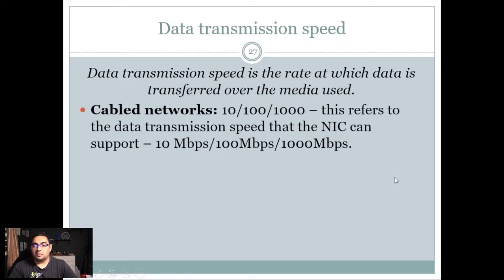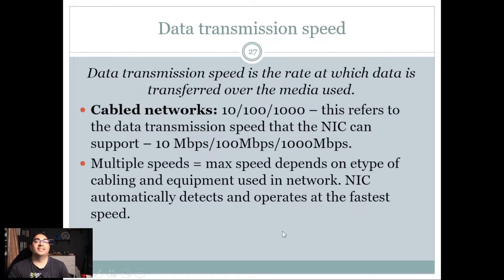Also, your data transmission speeds, in other words, how fast data can move over that cable. These are questions that come up often. I know this came up in June's exams. So please, when you see 10, 100, 1000, what that means is the minimum speed and the maximum speed that cable can handle. So if it says 10, 100, it means it can handle up to 100 megabits per second of data transmission on that line. Okay.